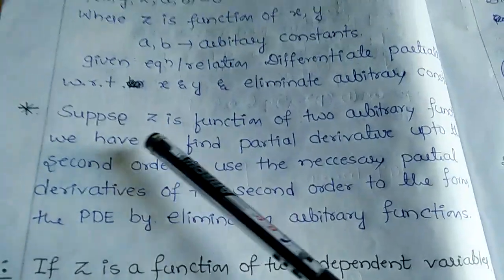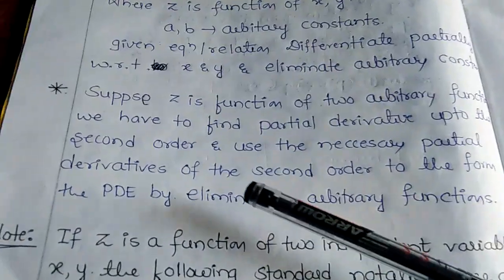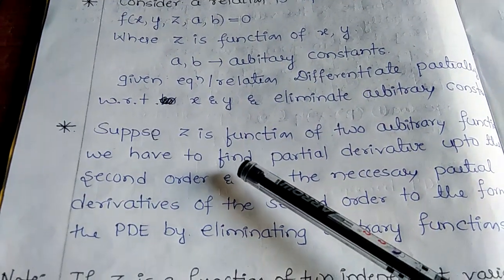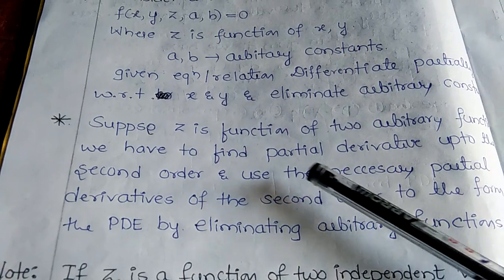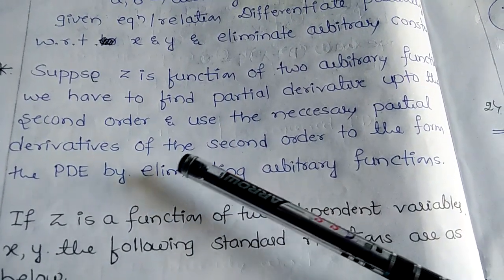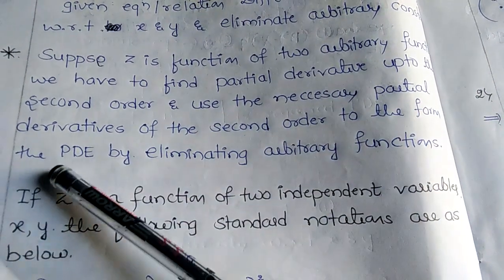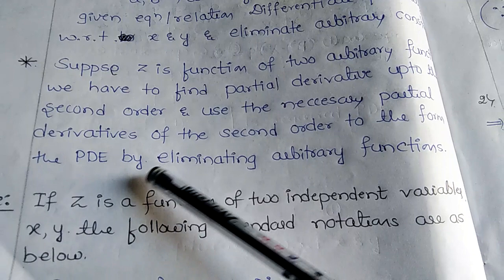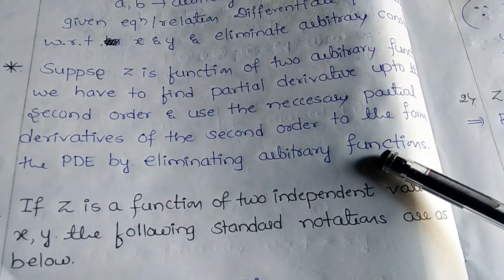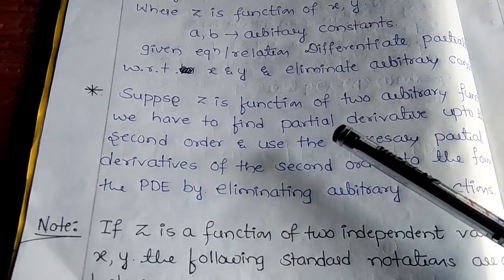Next, suppose z is a function of two arbitrary functions. We have to find partial derivatives up to the second order and use the necessary partial derivatives of the second order to form the partial differential equation by eliminating arbitrary functions. While solving the problem, we'll get to know the procedure.